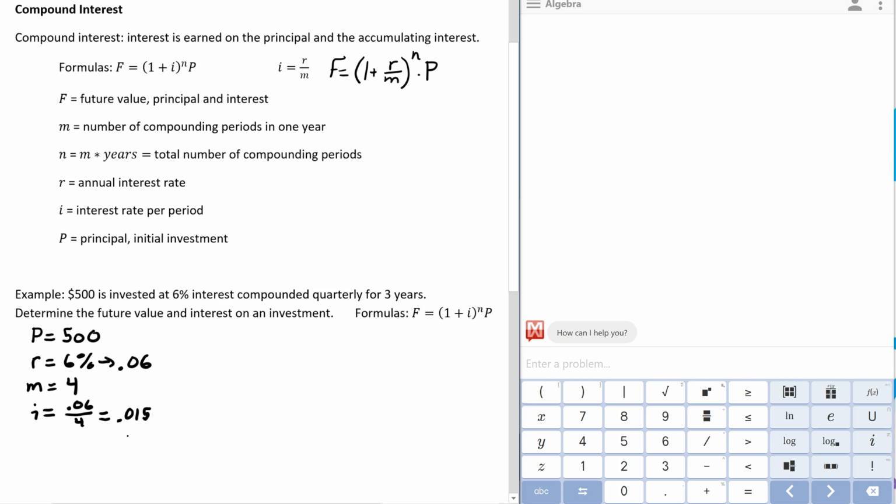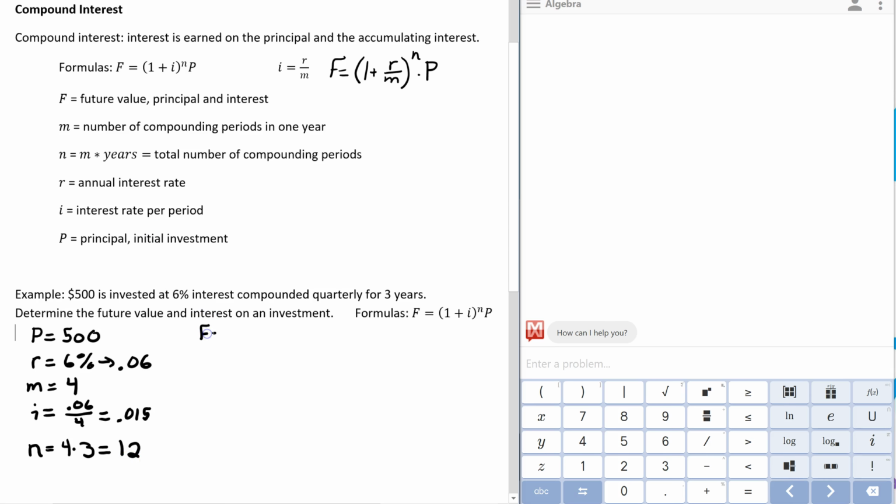Like I said, I tend to leave this formula out and just use the combined formula. But there's times in problems where it asks for the I value, which is your interest rate per period. What that means in this problem is every quarter you earn an interest of 1.5%. The last value, 3, is the number of years. So we can calculate N, which is the total number of compounding periods, as 4 multiplied with 3 to give us a total of 12 compounding periods.